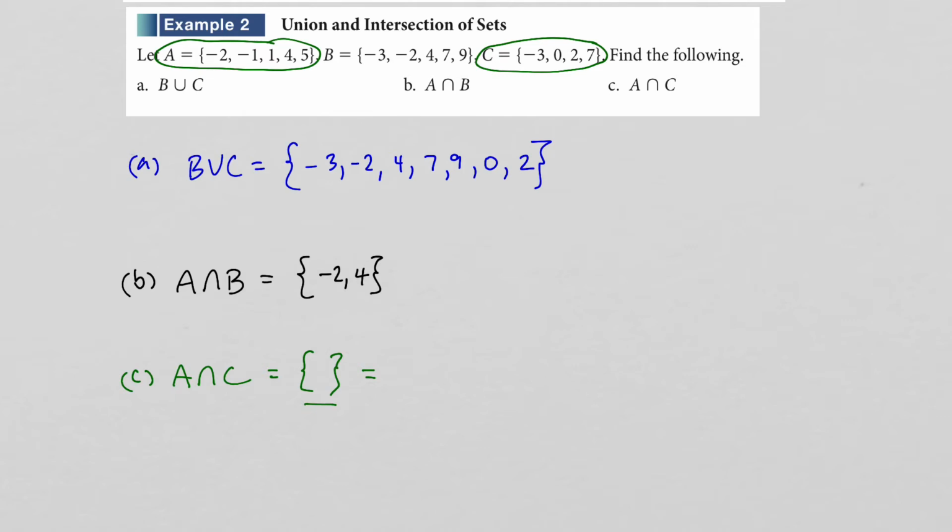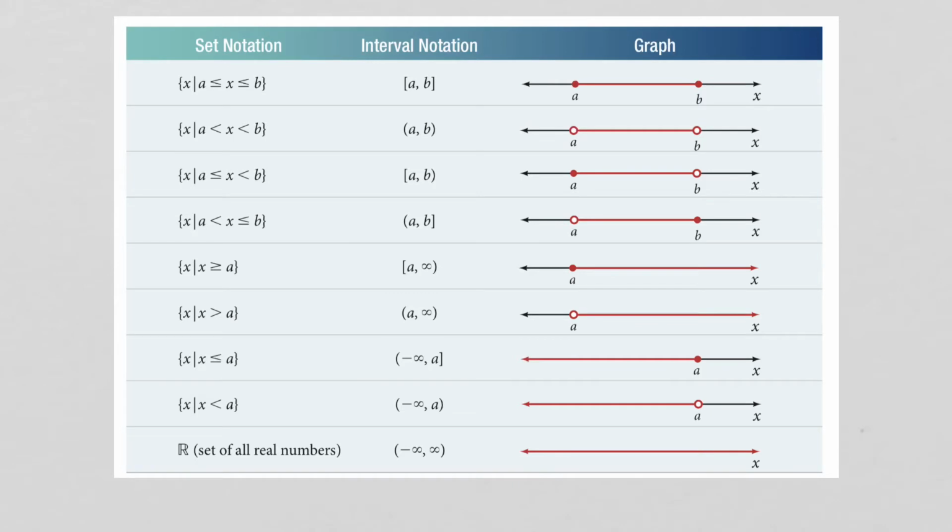And I don't really like this notation. I like to put the 0 with the slash through it, okay? So that just indicates that they have no elements in common. Next, we're going to talk about set notation versus interval notation, and then also the graph. And again, all these things should be review, I hope.